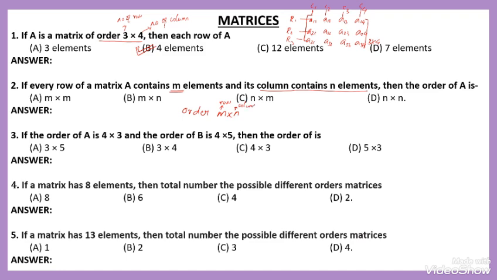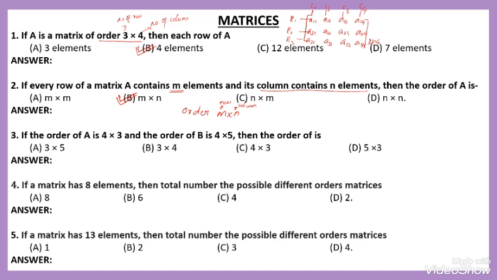The first, m, represents the number of rows and n represents the number of columns. So must and should, the first element m shows the rows and n the columns. We have to write the order in this form: first rows and then columns. Option B is correct. The order of A is m cross n.